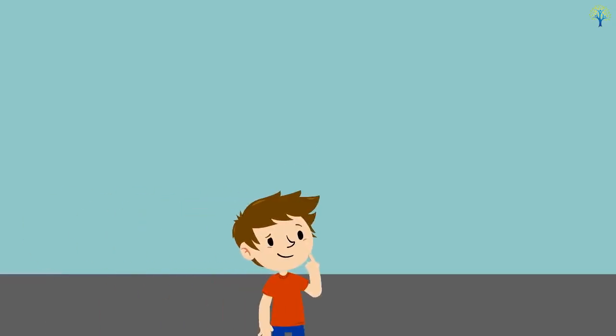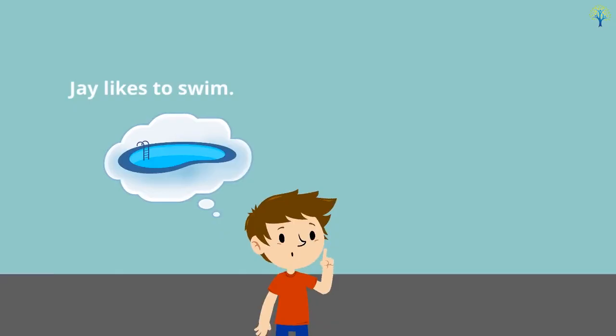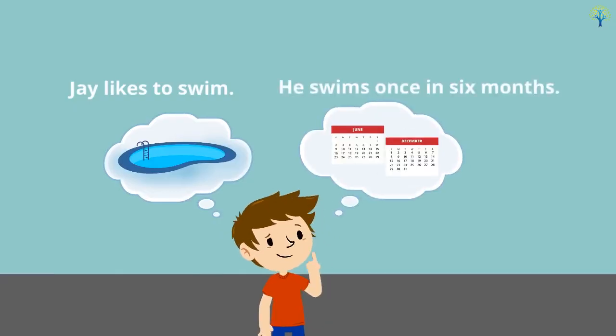Use yet when the second part of the sentence is true, though the first part is the opposite of what the second sentence states. For example, instead of saying Jay likes to swim, he swims once in 6 months, you can say Jay likes to swim, yet he swims once in 6 months.